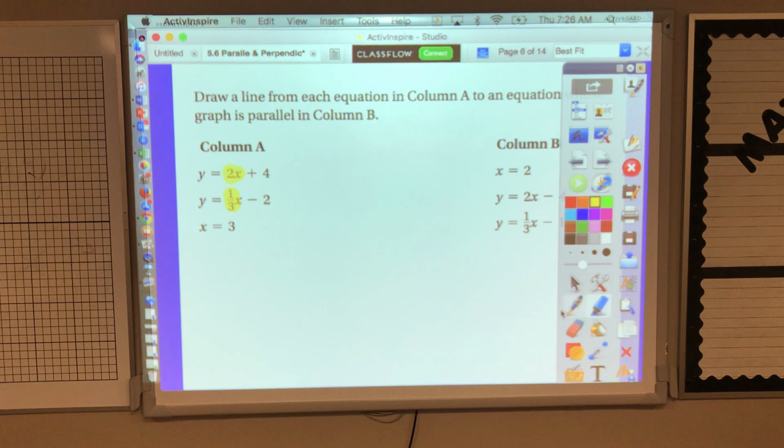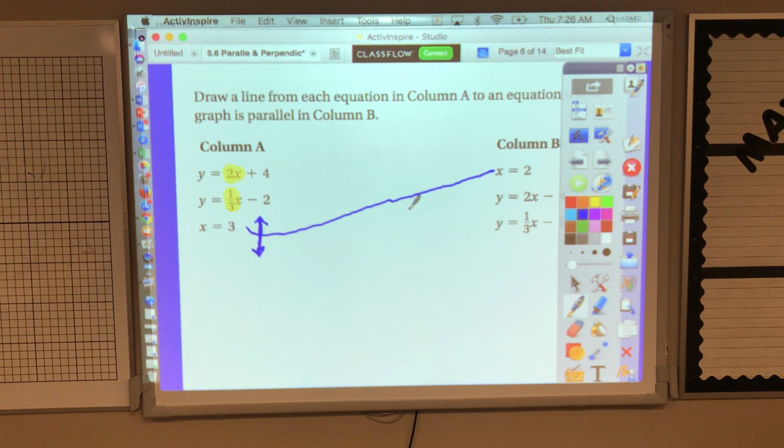And the bottom one, remember when you have x equals a number, we're talking about a vertical line, which has an undefined slope. Which means if I have a vertical line, it has to be parallel to another vertical line. So x equals 3 needs to be parallel with x equals 2. With any other type of line, they wouldn't be parallel.